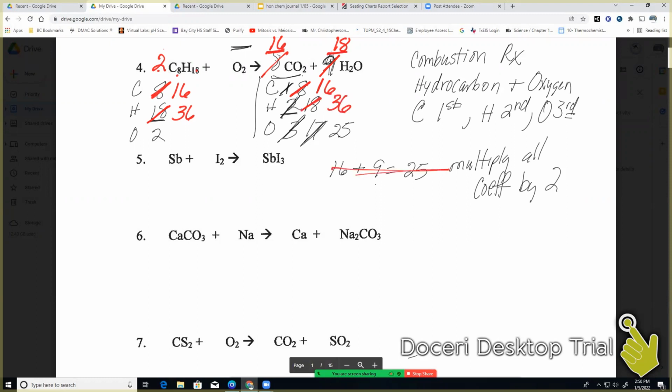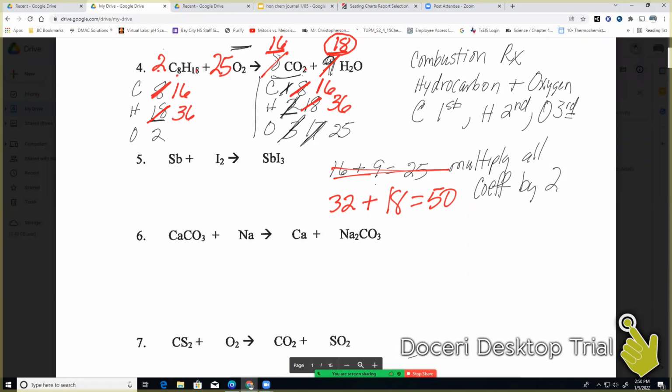So now the big question is my oxygen. Here, 16 times 2 would be 32, plus another 18 would give me 50. Now a nice even number. Split that in half, and what coefficient do I need to put in front of the oxygen? 25.